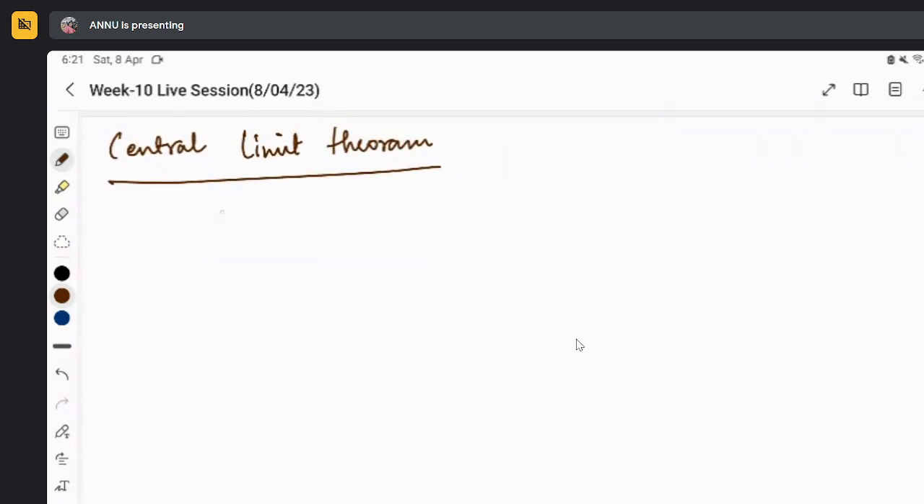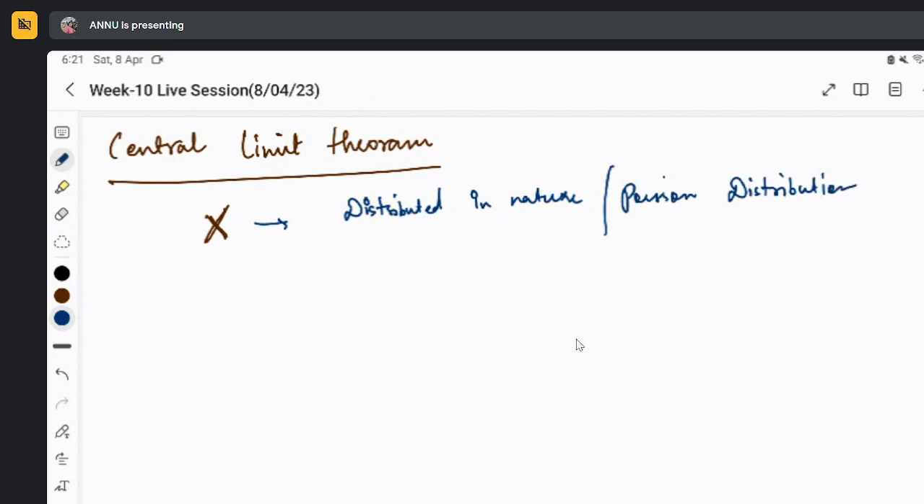So yeah, central limit theorem. If you have any random variable x and it is distributed in nature, suppose it is Poisson distribution. What is the Poisson distribution formula? E power minus lambda into lambda power x divided by factorial of x. Here lambda is the mean.